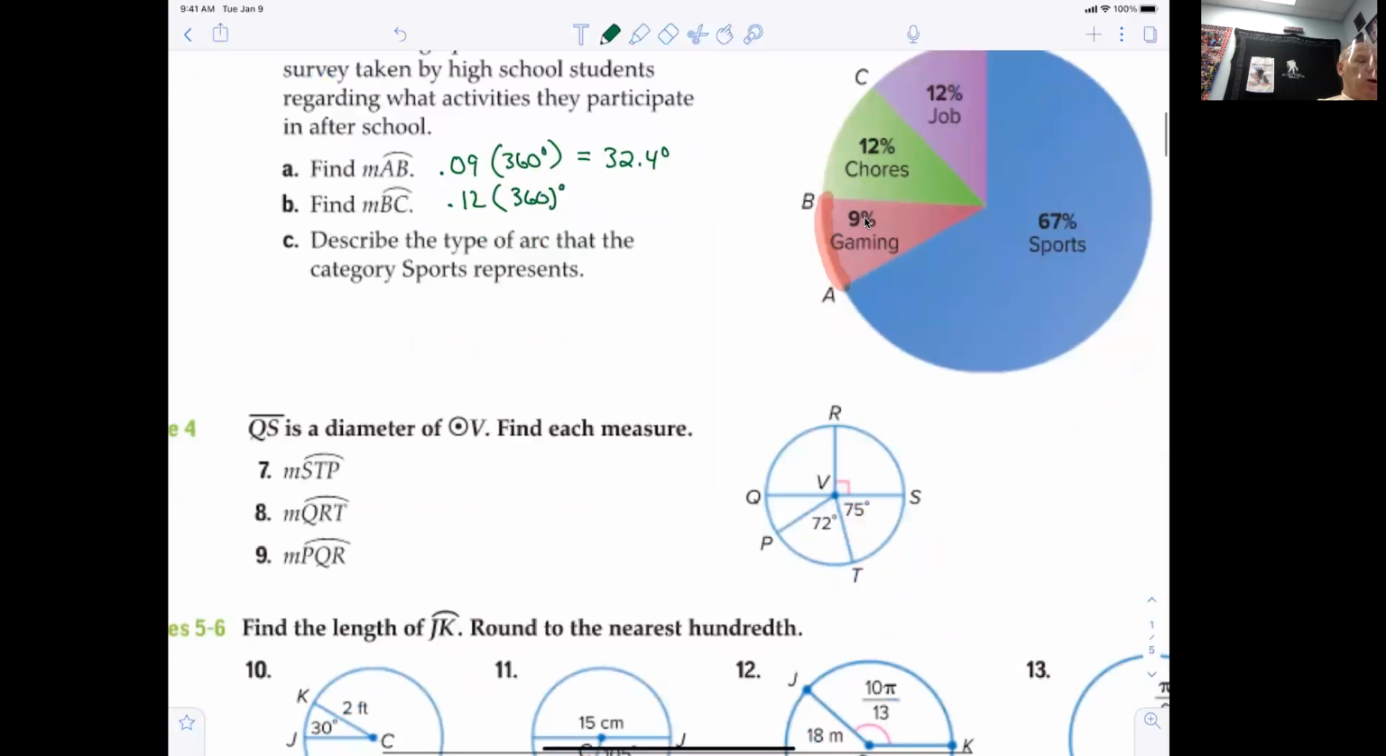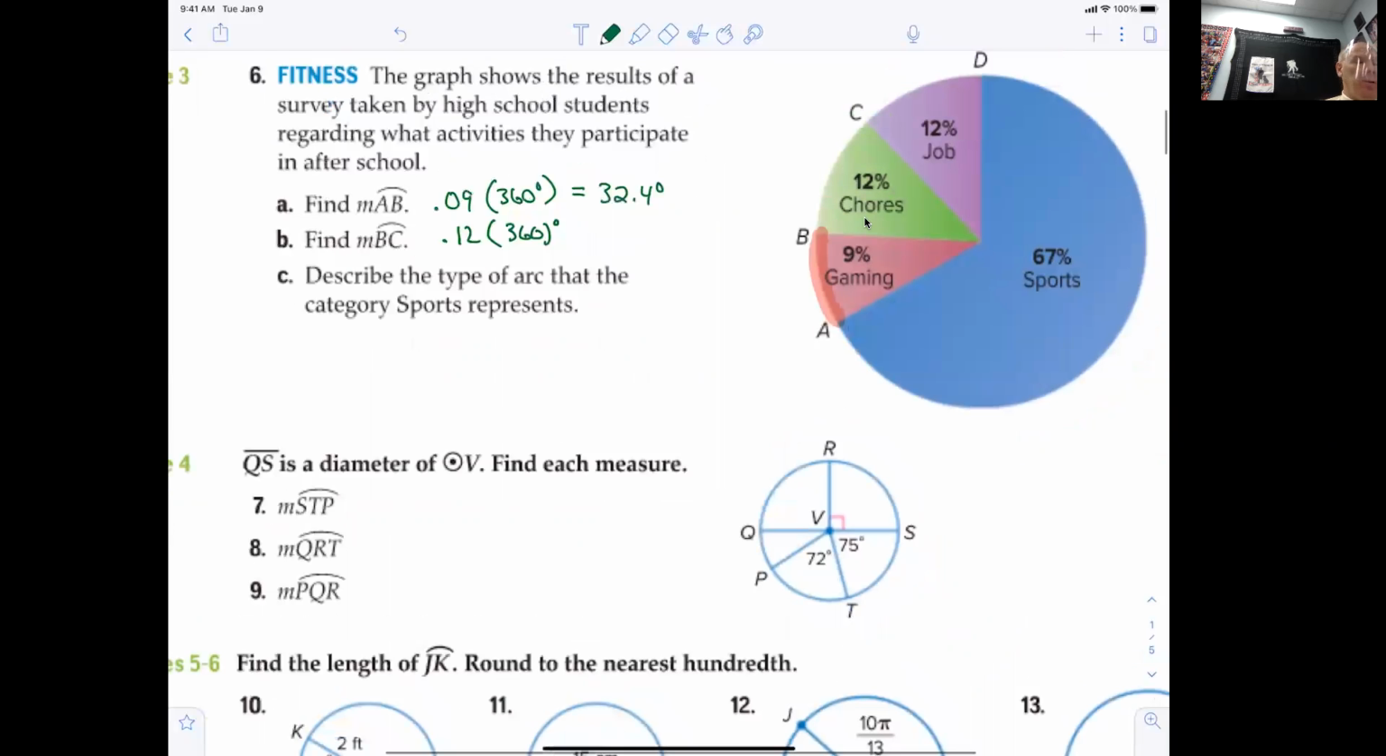And then describe the types of arc that are categorized as sports. So what would that be? Major. Yeah, major.